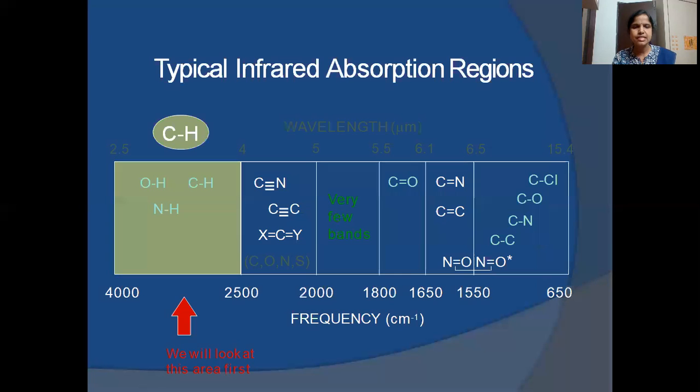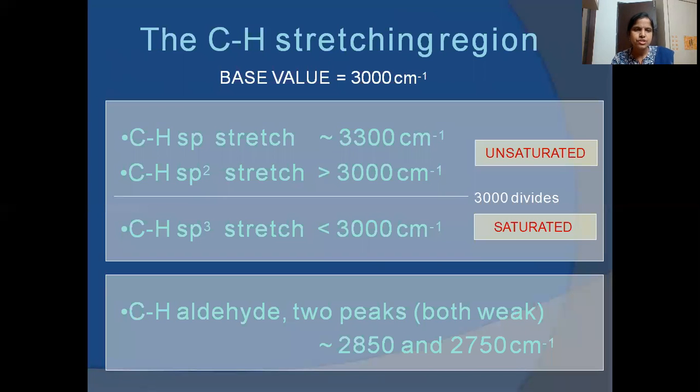Now next is CH stretching. CH stretching is again in the same region. As I have told you, CH sp is at 3300, sp2 CH is just greater than 3000, and sp3 CH is just less than 3000. So that is the reason you have to mark this point at 3000. At the 3000 mark, we have to look for the bands very carefully. So the base value at 3000, you have to remember.